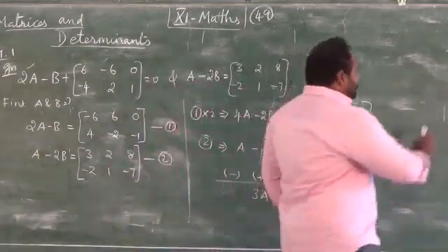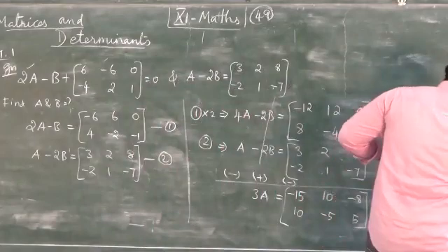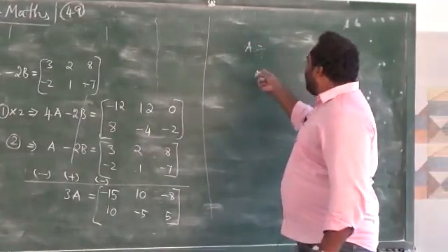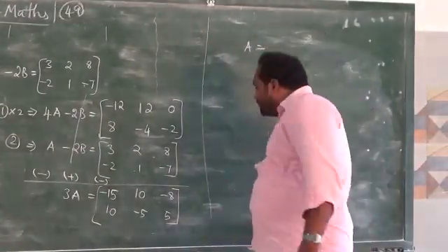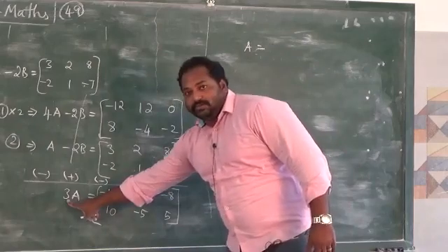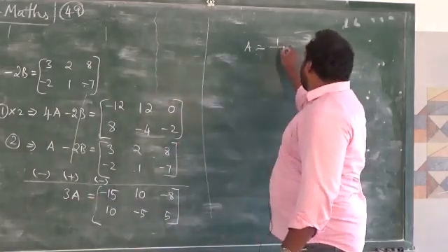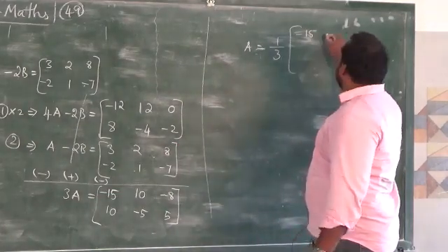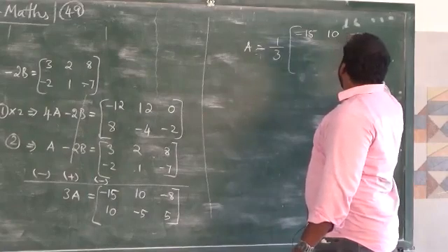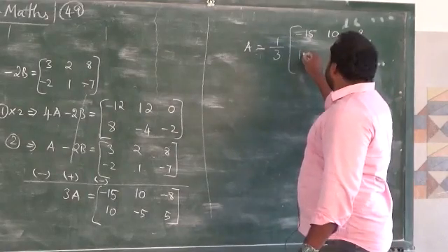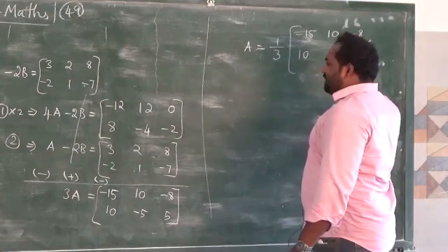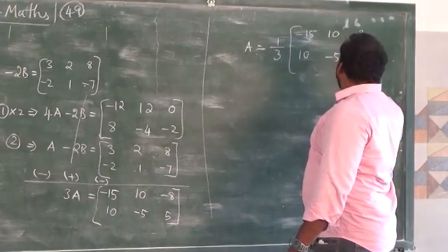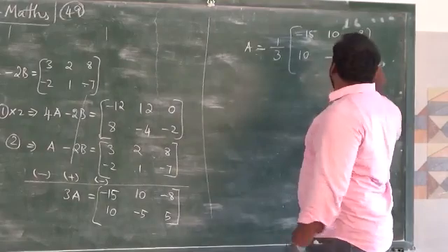Now I need only matrix A. So I have to carry the 3 value to the right hand side. So what will happen? When you carry 3 to this side, it will become reciprocal. So what is the reciprocal of 3? 1 by 3 into minus 15, 10, minus 8. Next 10, minus 5, and 5. This is the value of A.